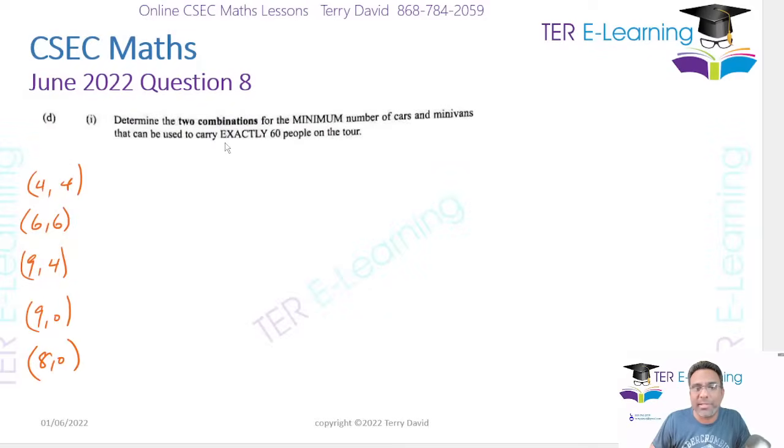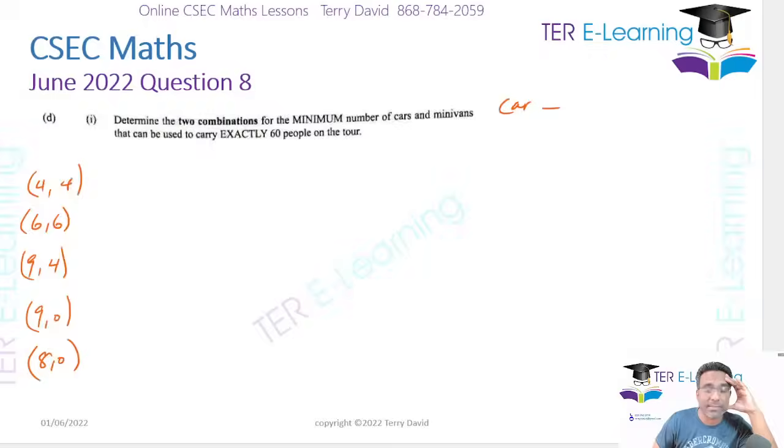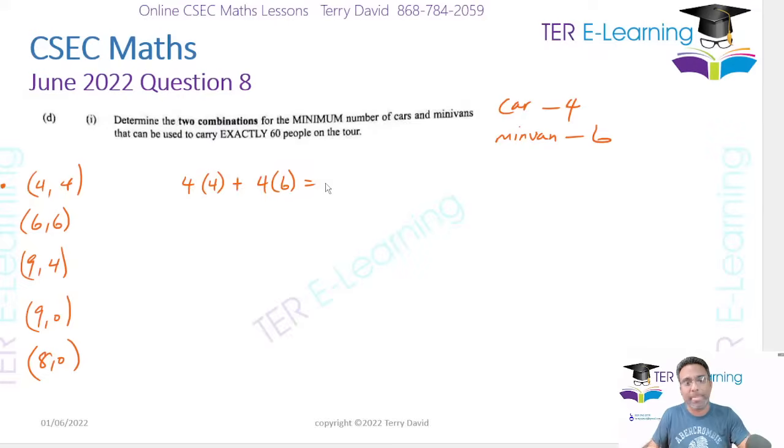Right? So determine 2 combinations for the minimum number of cars to carry exactly 60 people. So remember, they said somewhere in the beginning that the car holds 4 and the minivan holds 6. So let's try some of these numbers here. So 4 cars can hold 4 people each, and then the minivan, so this is going to be 4 by 4 plus 4 by 6. So that's going to give me 16 plus 24, and I'm going to hold 40 people here.